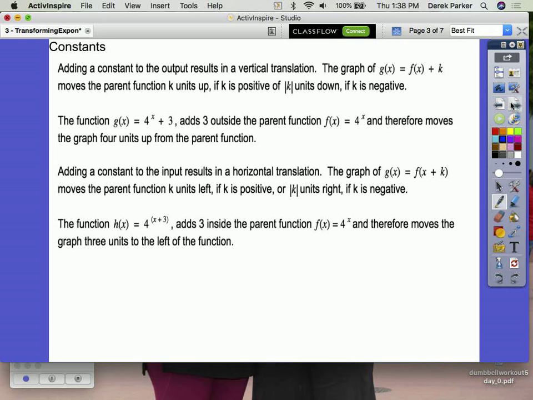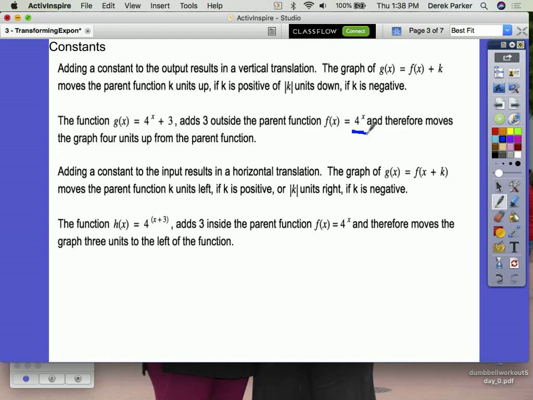The function g of x equals 4 to the power of x plus 3 adds 3 outside the parent function 4 to the power of x, and therefore moves the graph 3 units up. Okay? That should feel similar from Unit 3. Okay? Same concept.